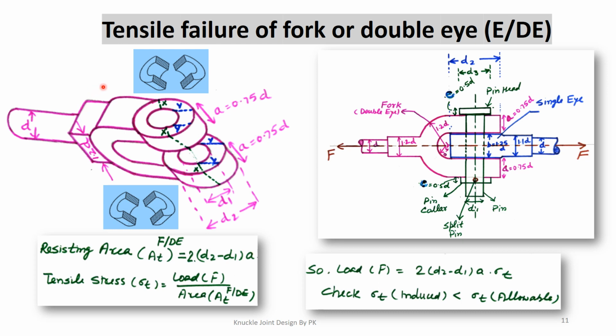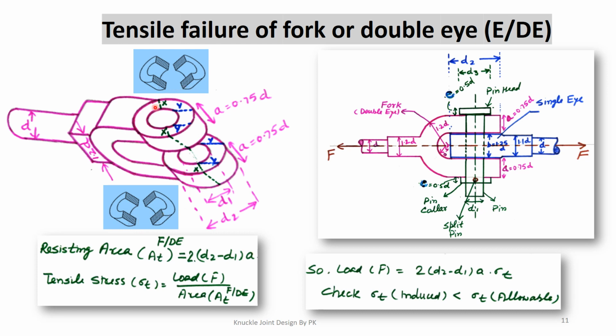If we find out this sided area, the outer diameter is d2 and the inner diameter is d1, and the thickness of this double eye is a. So the total area is d2 minus d1 into a on one side, and the same area we have on the other side, that is d2 minus d1 into a.